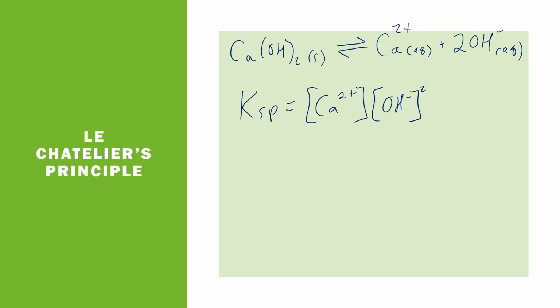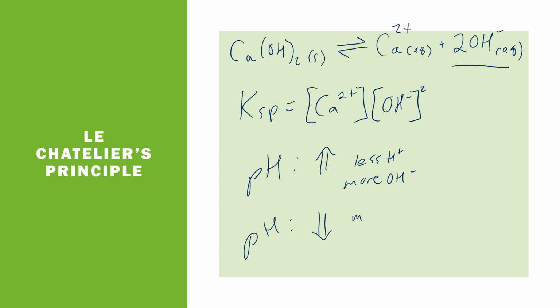Now, because one of my ions is hydroxide, it is affected by pH. When pH increases, you're going to have less hydrogen ions or more hydroxide ions. When pH decreases, you will have more hydrogen ions or less hydroxide ions. So in this case, I'm looking at the hydroxide ions part of this.